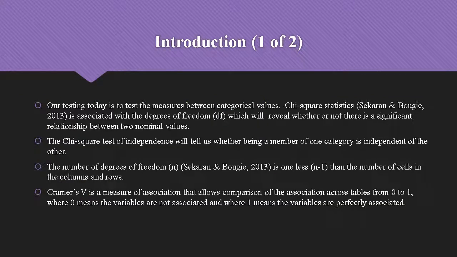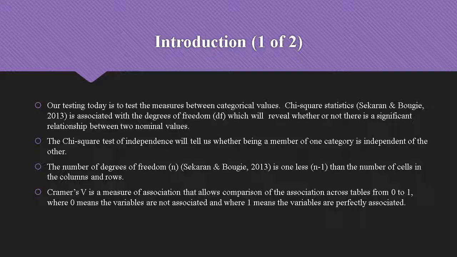Our first introductory page is just a couple of notes. Our testing is to test 2 measures between categorical values. The chi-square statistic, according to our textbook, is associated with the degrees of freedom, which will reveal whether or not there's a significant relationship between 2 nominal variables. Also, the chi-square test of independence tells us whether being a member of one category is independent of the other.